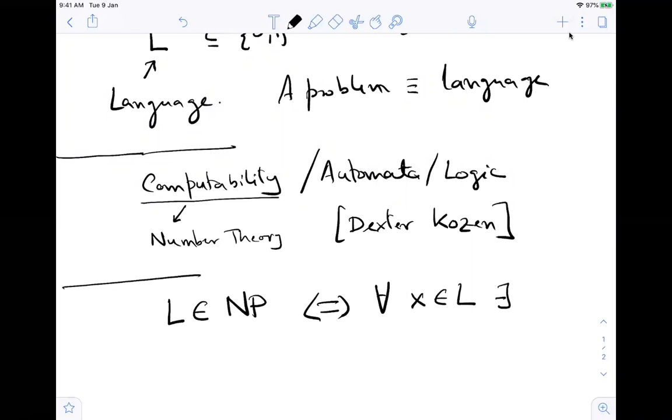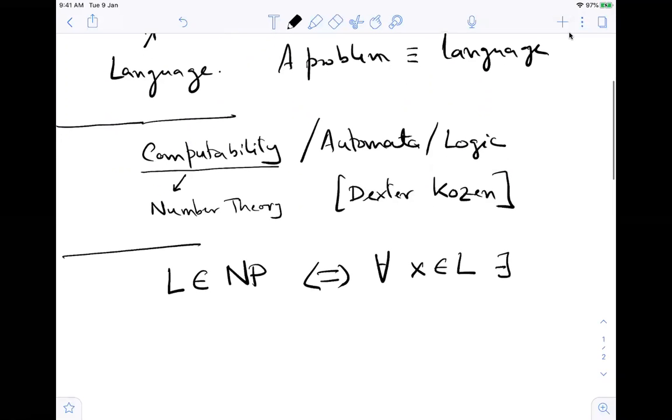There is an easy one, so let's start with a simple one actually, maybe. What is the problem with L in NP? Or, what is the L in P?